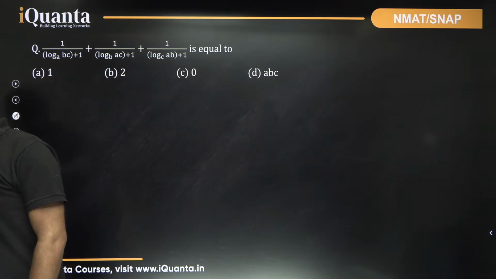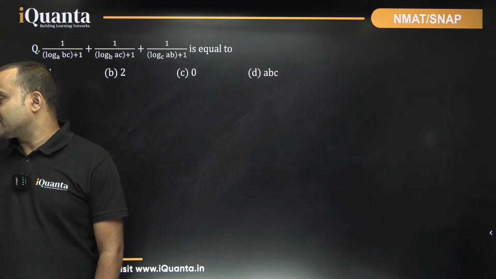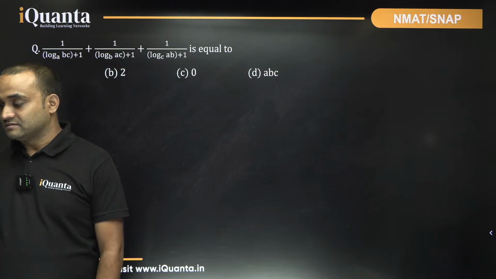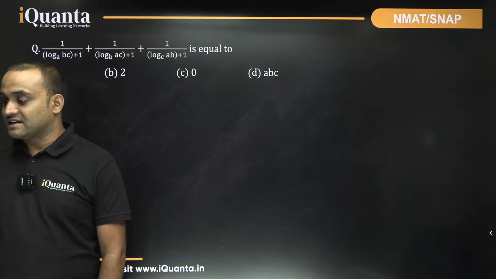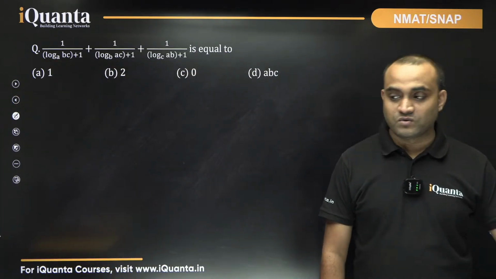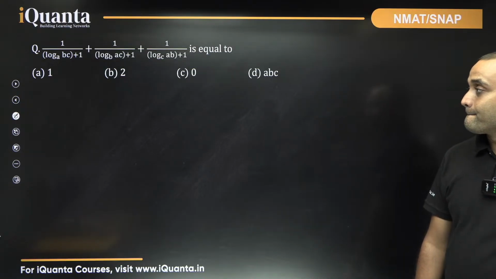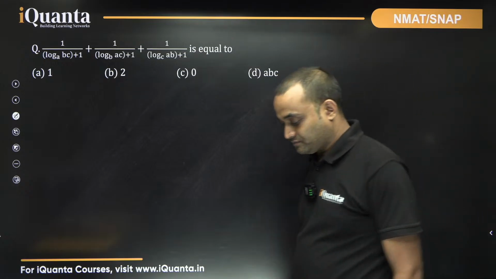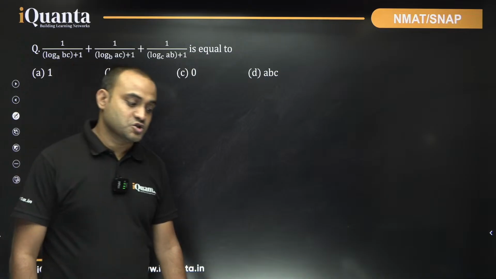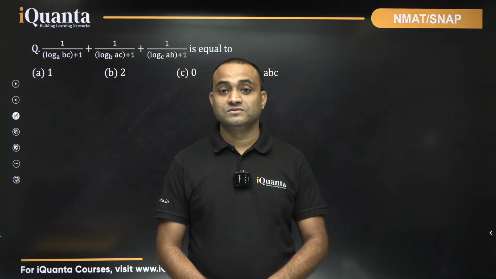If the base is greater than 1, then log x to the base a will be greater than 1 if x is greater than a, and if a is less than 1, then log x to the base a will be greater than 1 if x is less than a. Just the opposite, okay? Log 5 to the base 2 is greater than 1, but log 0.5 to the base 0.2 is less than 1.